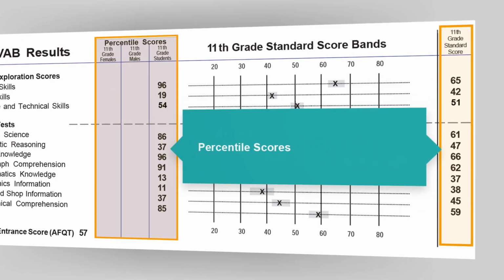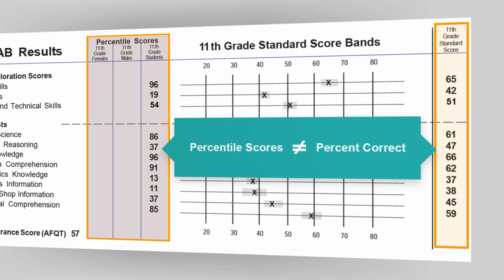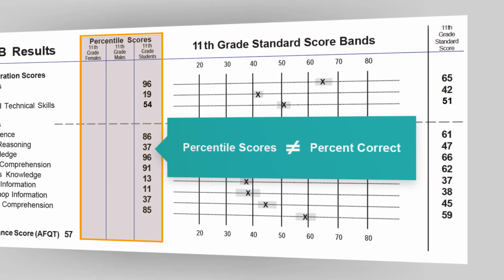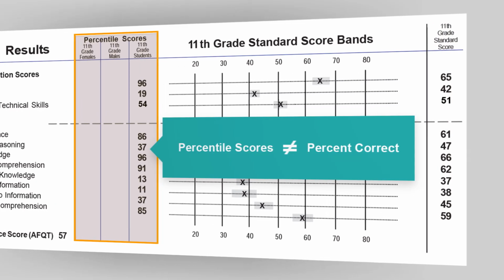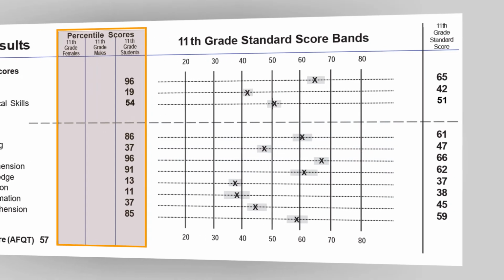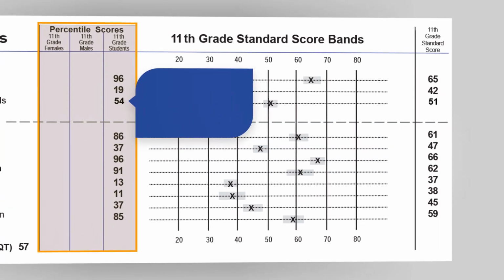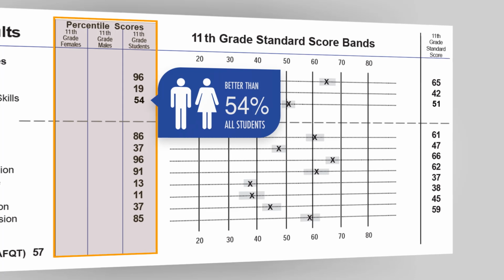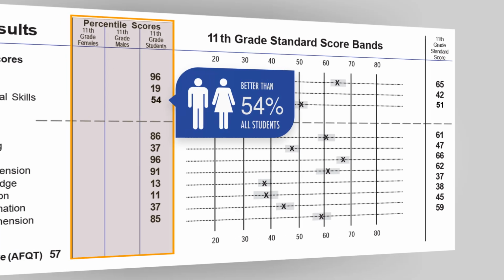Percentile scores are not the same as percent correct. Percentile scores show how well you did in relation to others in your same grade. Let's say this test sheet shows a female's test scores. She scored as well as or better than 54% of all 11th graders who took this test.